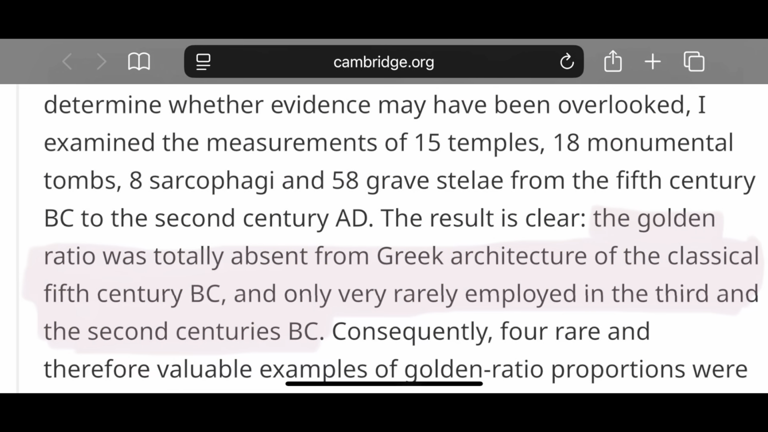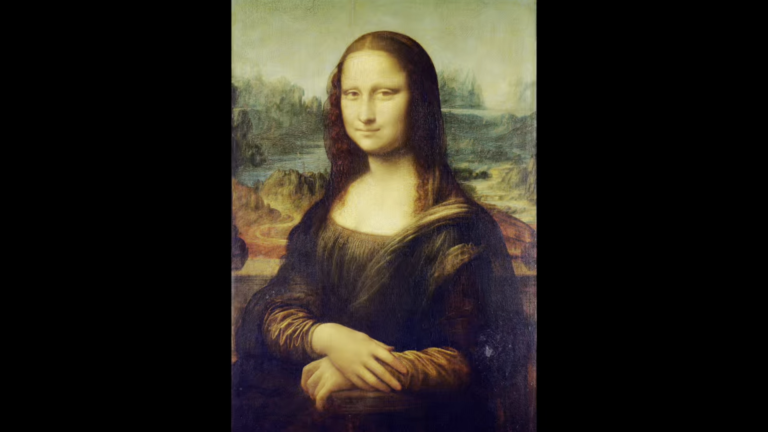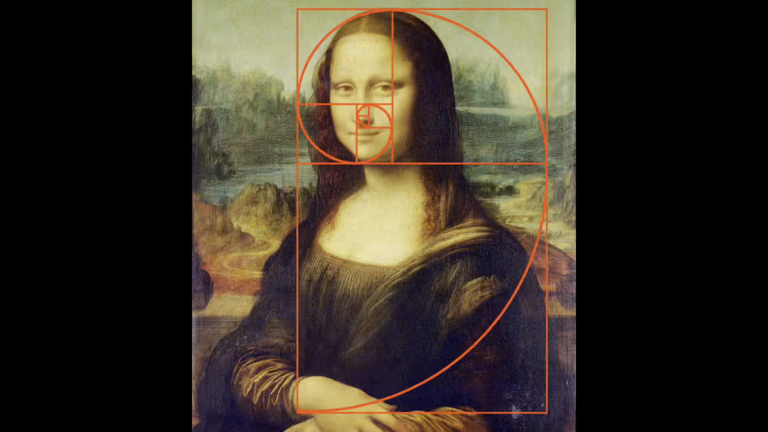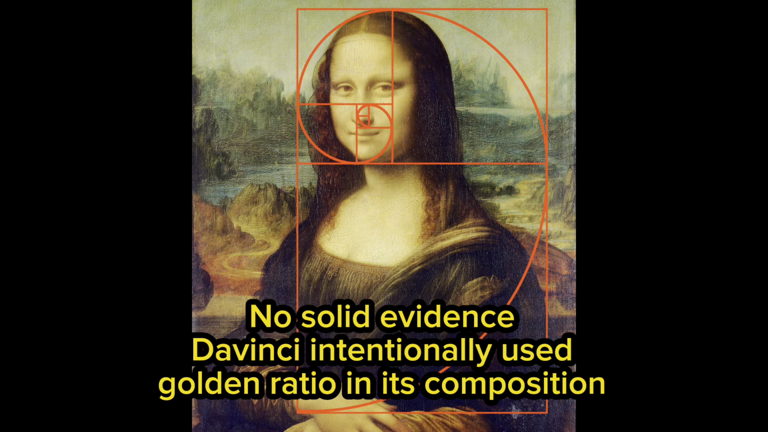According to Cambridge.org, the golden ratio was totally absent from Greek architecture of the classical 5th century BC, and only very rarely employed in the 3rd and 2nd centuries BC. Now let's look at the Mona Lisa. Again, the spiral can be made to fit it, but there's no solid evidence that Leonardo da Vinci intentionally used the golden ratio in its composition.